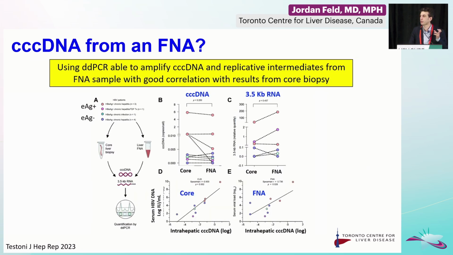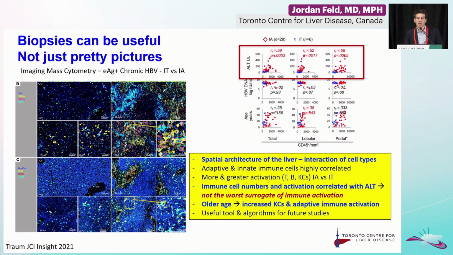And then I think this study showing that you can actually get cccDNA out of an FNA is important also, because it highlights here that you can see when you take both the antigen positive and negative patients, comparing the yield from a core biopsy to an FNA, in both you see similar measurements of both cccDNA and replicative intermediates, and importantly they correlate both from the core and the FNA with the HBV DNA in the blood. So that's telling you that you're really getting a pretty good metric of what's happening inside the liver with this relatively small sample in an FNA. And on the flip side, the core biopsy does give you really this spatial view and the whole architecture.